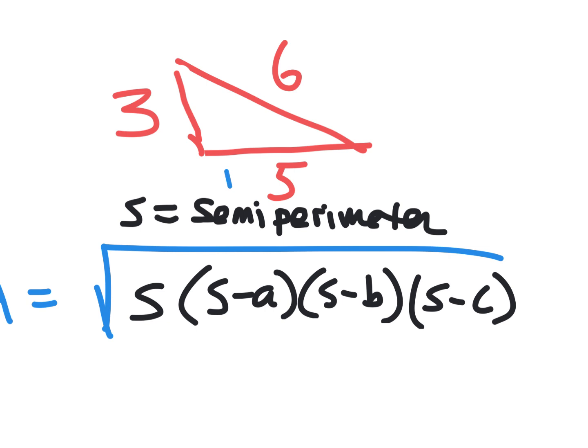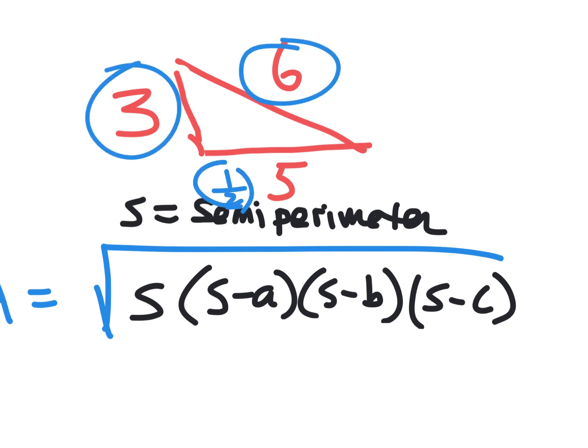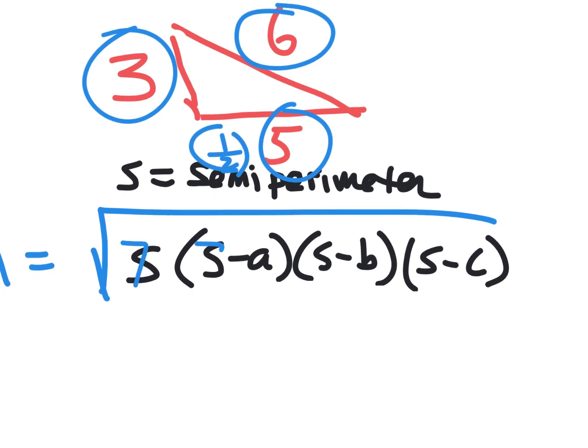Semi means a half, so it's half the perimeter. Let's find the perimeter. 6, 7, 8, 9 plus 5 is 14. What's the semi-perimeter then? 7. Everybody put a 7 on top of all your S's. Do you get now? I just have to put in the A, B, and C, and it's going to be super easy. Pick A, B, and C to be 3, 5, and 6, and it doesn't matter what order.